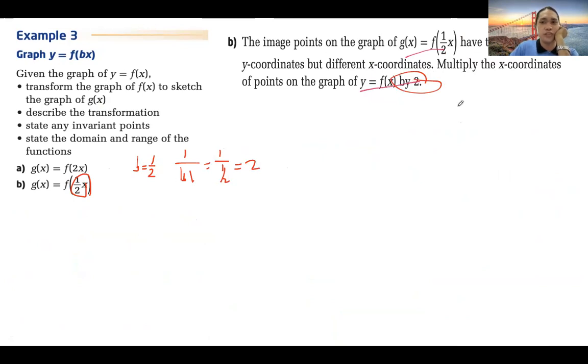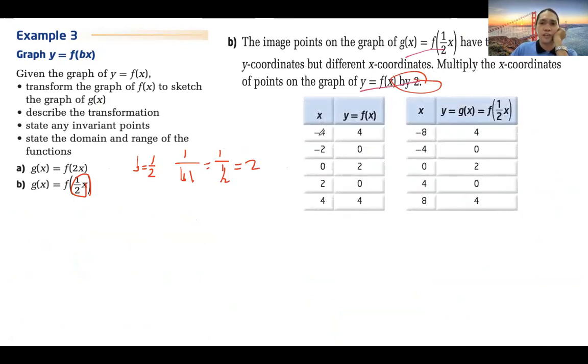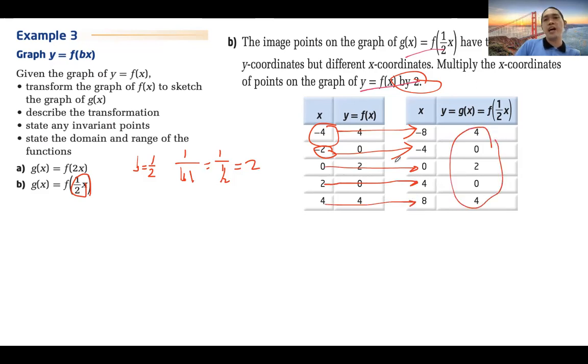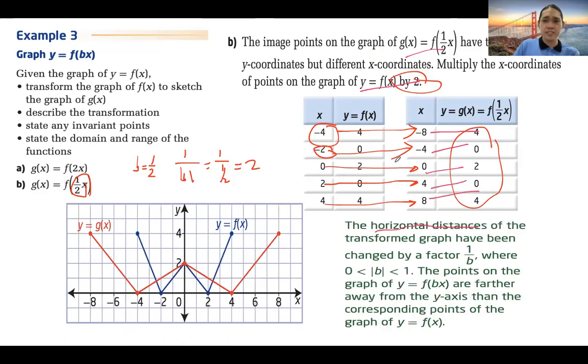So now, in short, we will just multiply 2 to your x coordinate. So from -4, it gives you -8. -2 times 2 is -4. 0, of course, multiplied by 2 will still give us 0. 2 times 2 is 4. 4 times 2 is 8. Okay, so we'll just copy the y-axis. Now we'll plot the points. So these are the points.